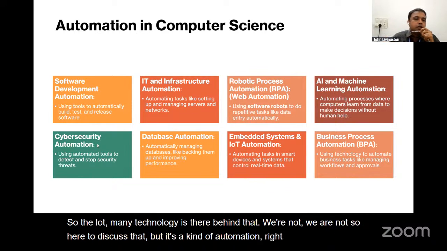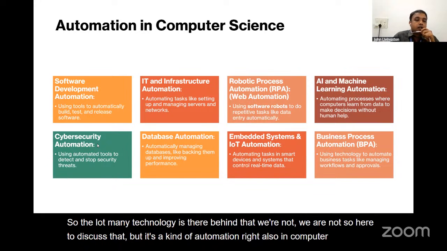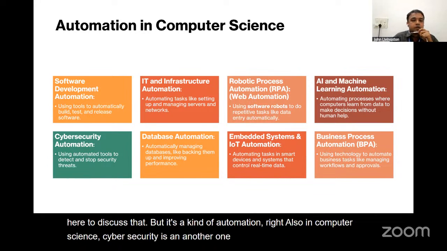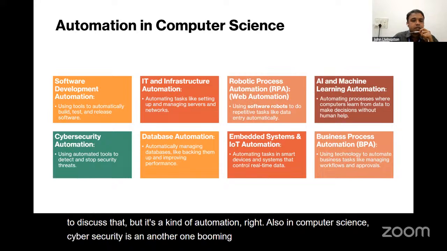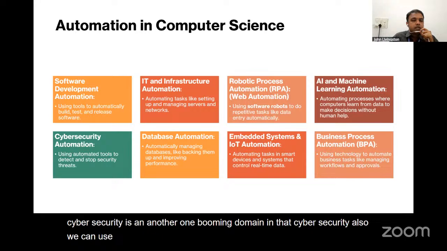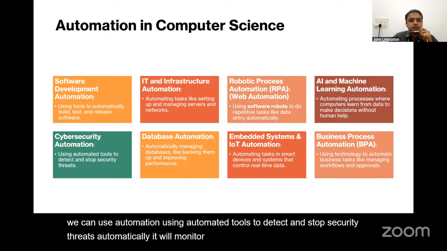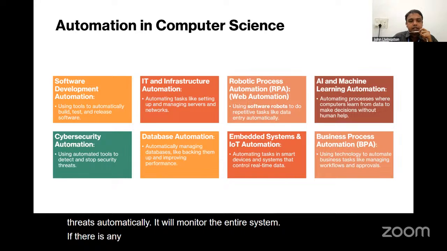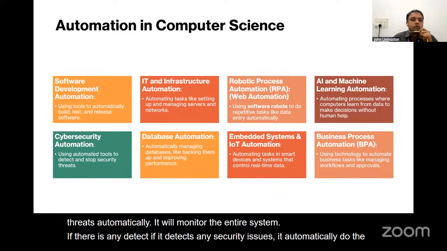Also, in computer science, cybersecurity is another booming domain. In cybersecurity also, we can use automation, using automated tools to detect and stop security threats automatically. It will monitor the entire system. If it detects any security issues, it automatically does the things.